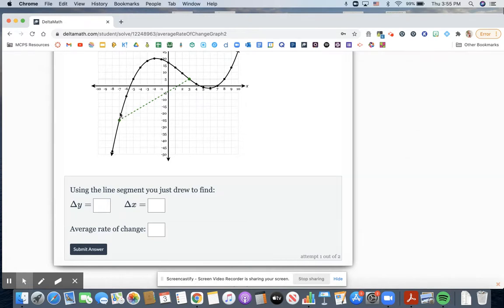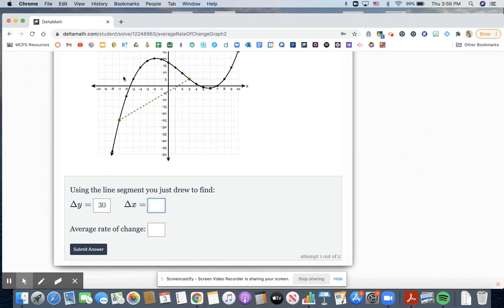So it takes 6, but oh wait, I just noticed something. My y-axis is counting by 5s instead of 1s. So I'm going to need to actually count my y values by 5. So every square I'm going to count by 5. Sometimes you need to be careful and notice that. So it's actually going up by 5, 10, 15, 20, 25, 30. Now I am in line with the second point. So my change in y is a positive 30.